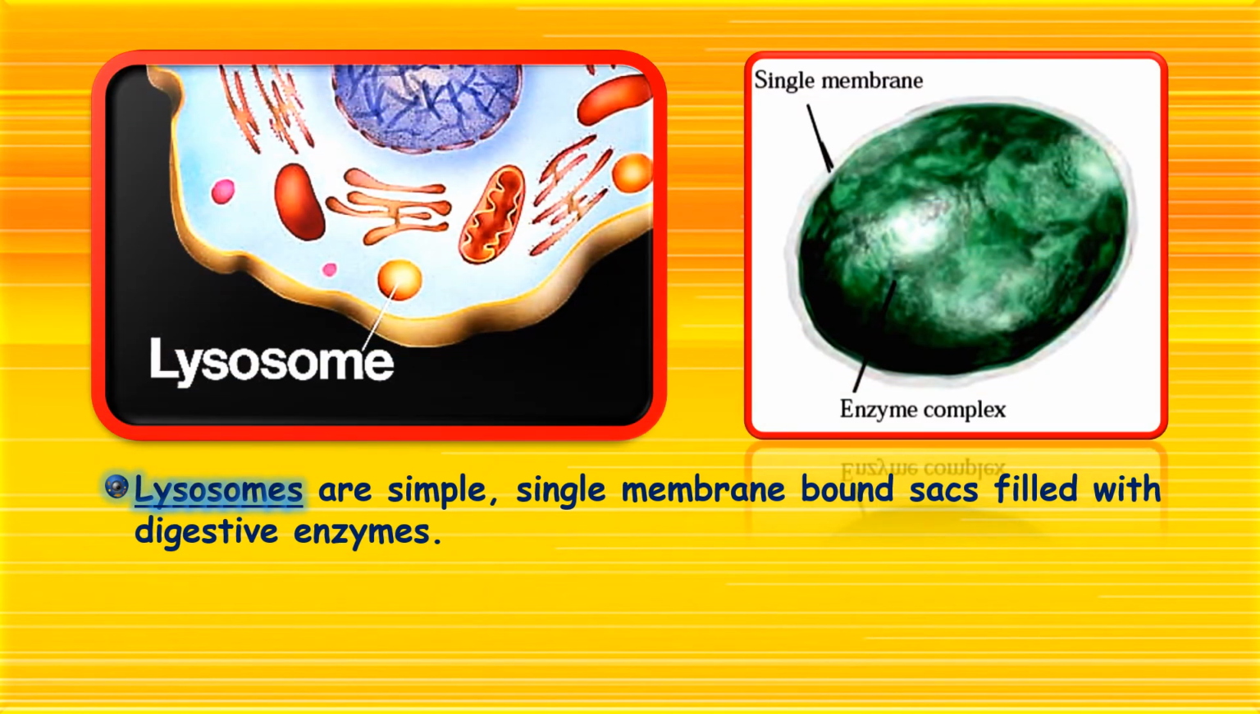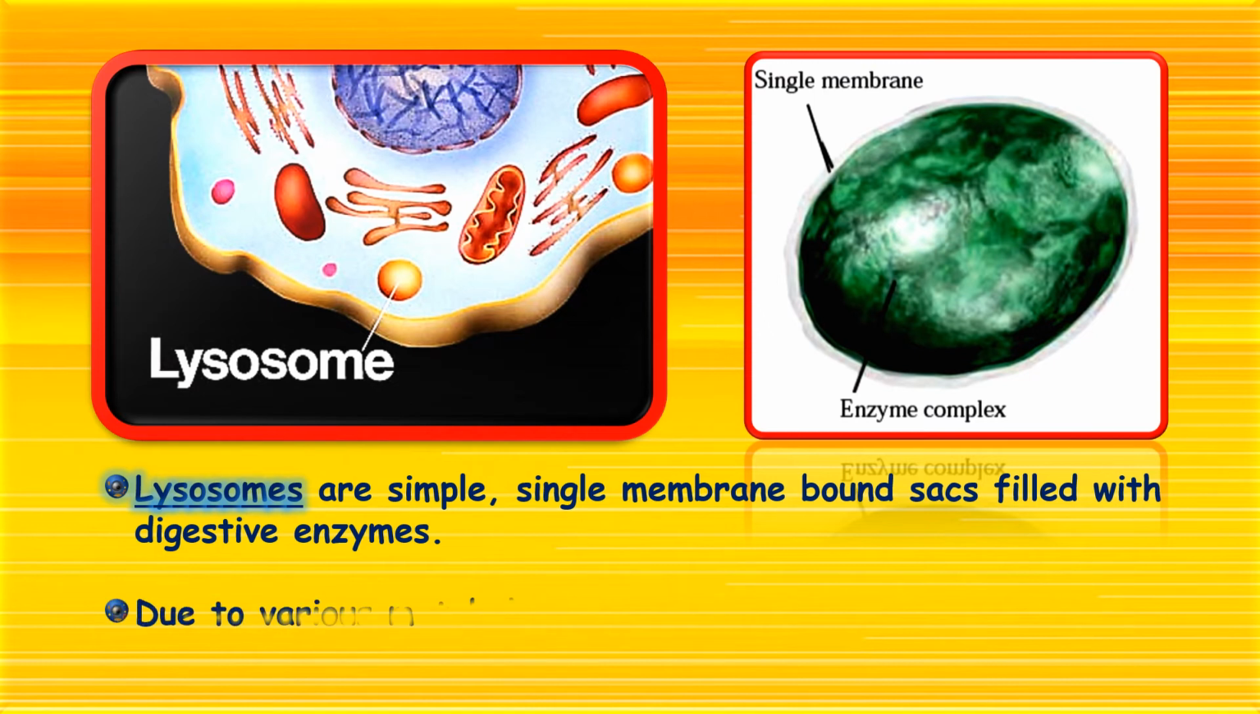Next, we have the lysosomes. They are simple single membrane bound sacs filled with digestive enzymes. You see, single membrane, a small cell organelle filled with digestive enzymes. This is a lysosome within the animal cell and this is it separately.